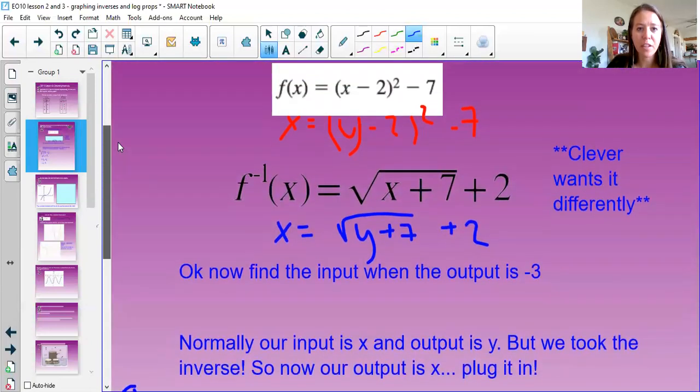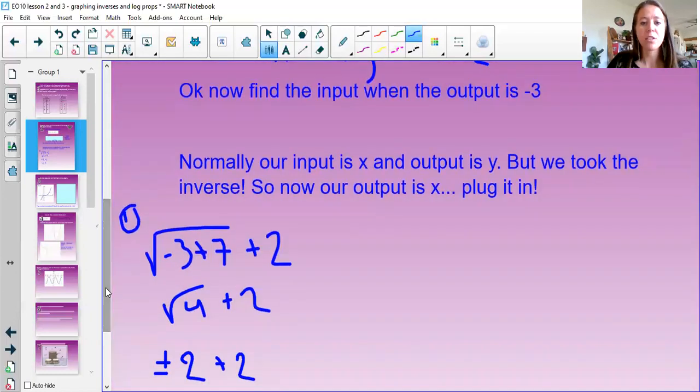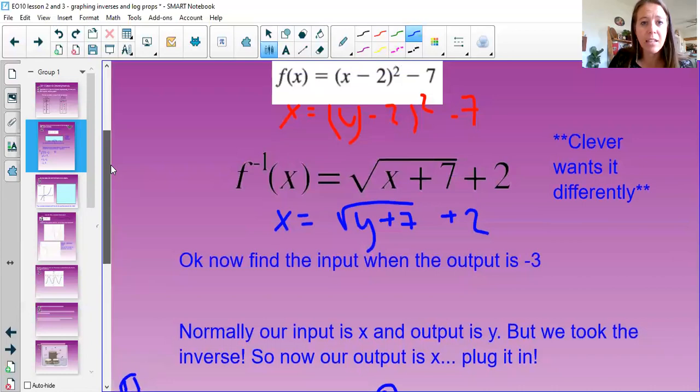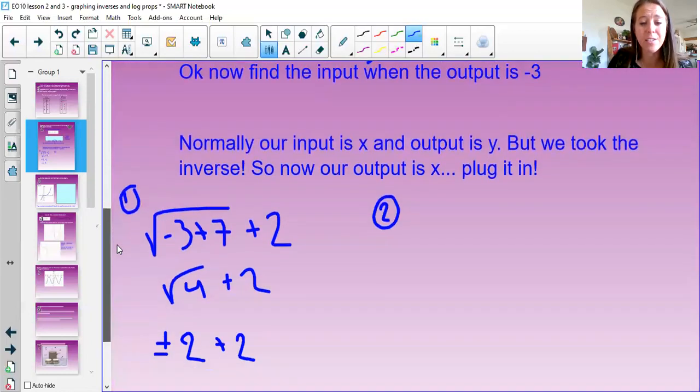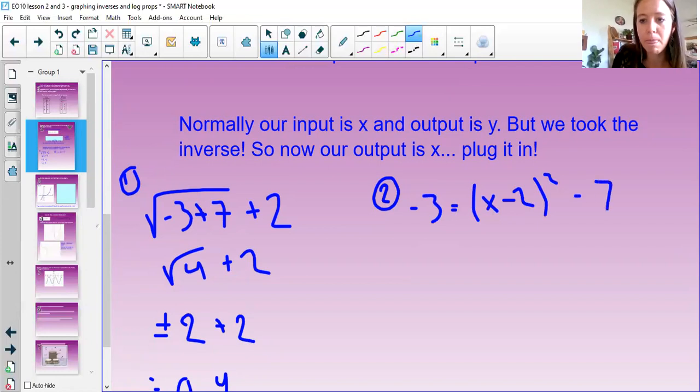So in my normal function, I can also plug in numbers. So that's the second way I can do this. The second way I can do this is put in -3 and then solve. I can say that -3 is my y and solve for x. So -3 is equal to (x - 2) squared, what was it, +7 - 7. Okay, and now we're going to solve for x, add 7 to both sides, (x - 2) squared.